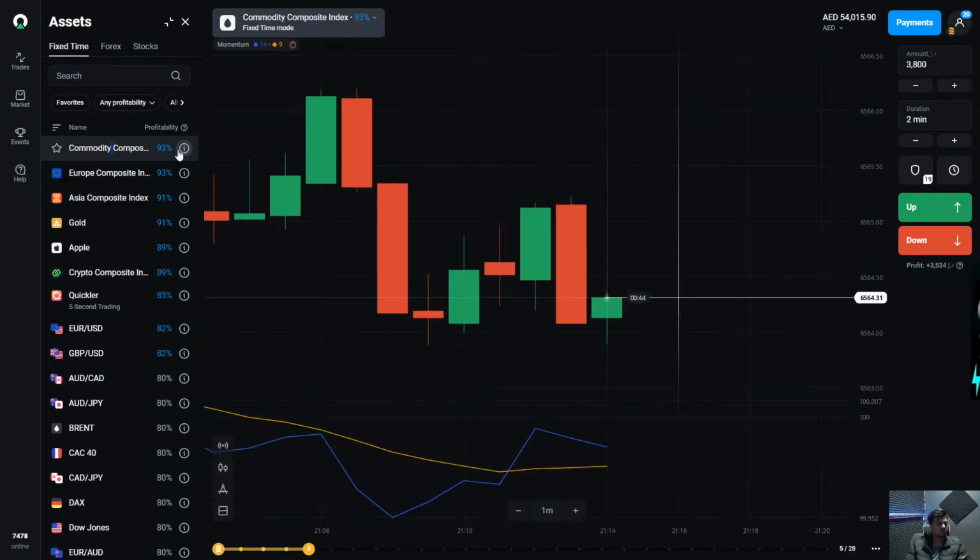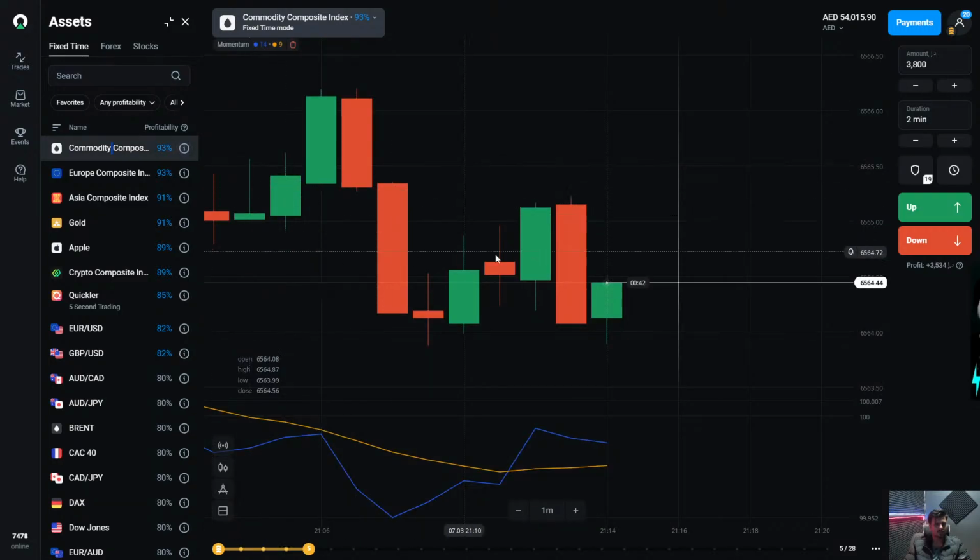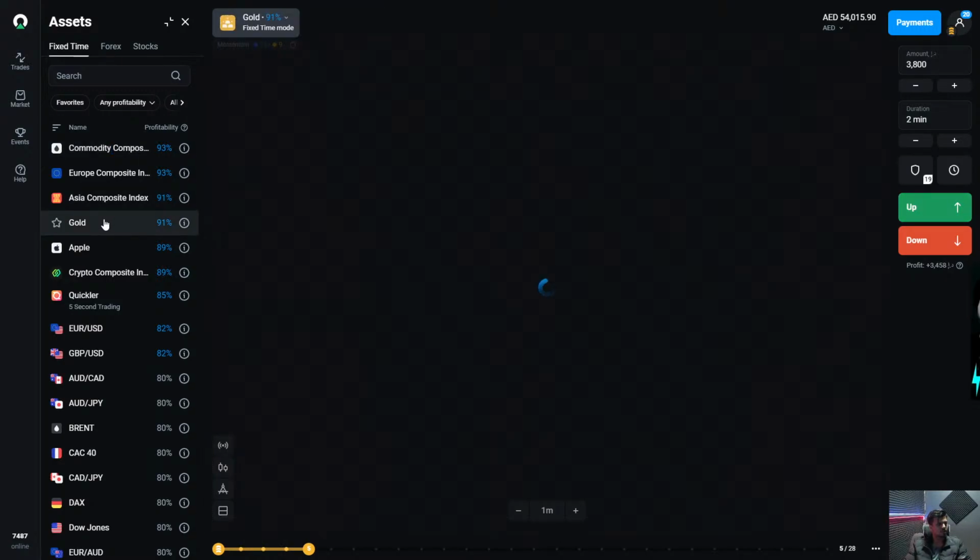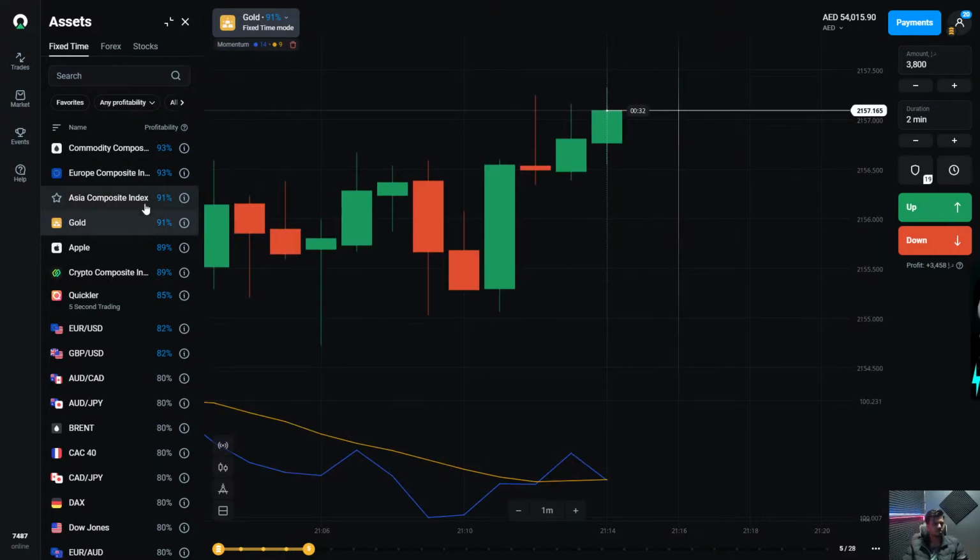What about the commodity composite index? Here it is going pretty well in the upward direction, but it is also trying to move downward, so both chances can happen. And for gold, it's good to check all of these to see which one is going very well in the same direction, where we can make the trade.